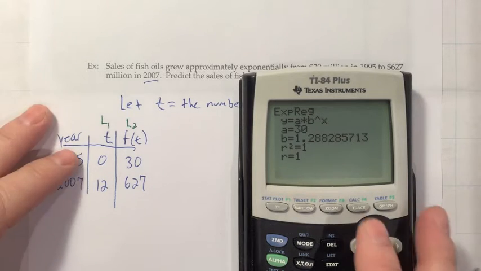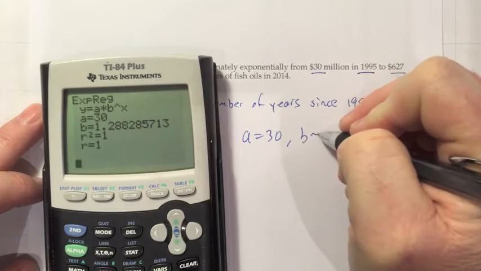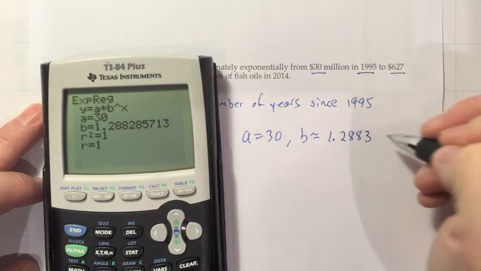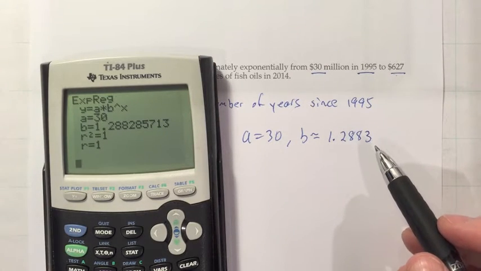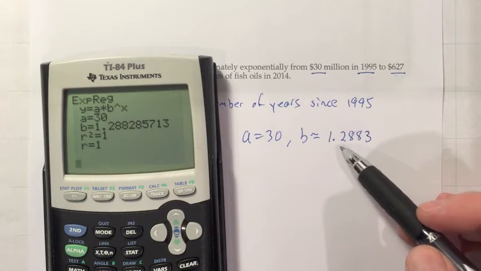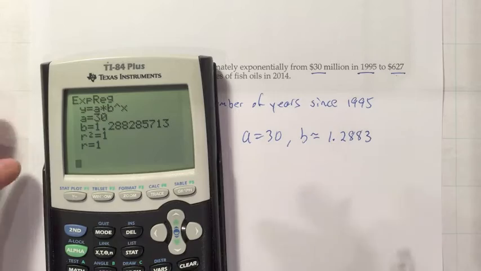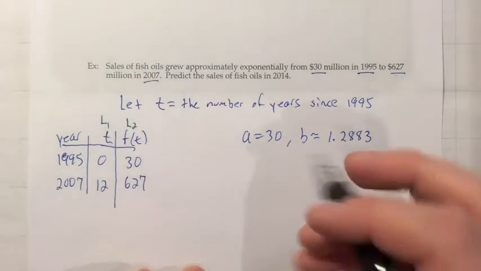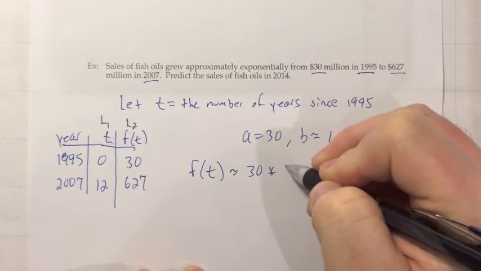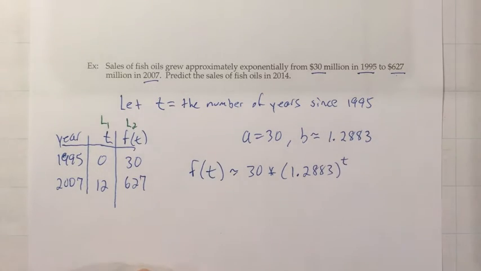All right, so A is 30, and B is approximately 1.2883. So I'm doing 5 significant figures there. That should get us a decent answer. Notice here they have 3 significant figures. I always like to have more significant figures in my base than what they're using for their outputs, so that way I can get accurate outputs. All right, so f of t is approximately 30 times 1.2883 raised to the t power.